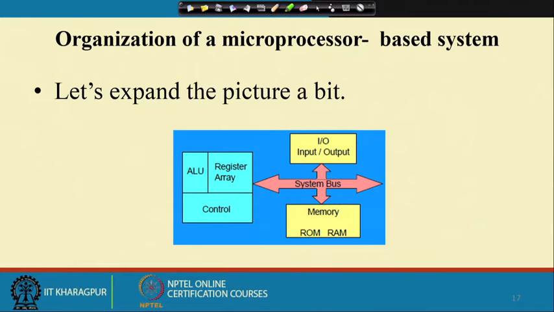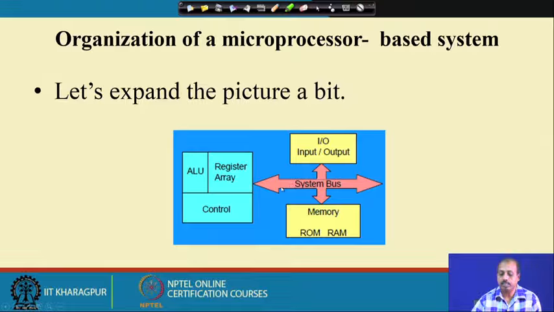If we expand this microprocessor structure, or the system structure, then it consists of modules like this. This is the microprocessor that we have, consisting of the ALU, the register array and the control. Then we have the memory and IO. Those are the other parts that we will have in the system, and they are connected by means of some bus, which is known as the system bus.